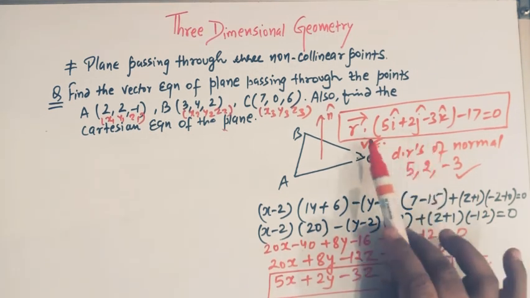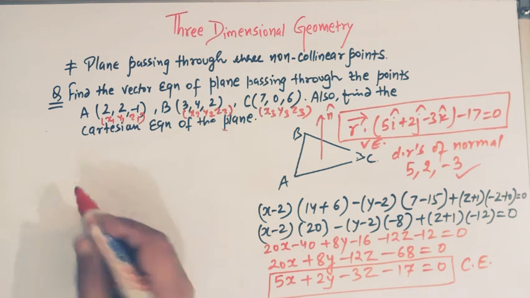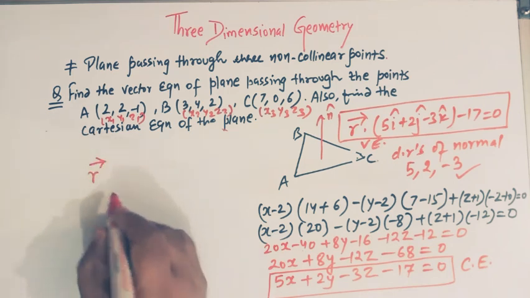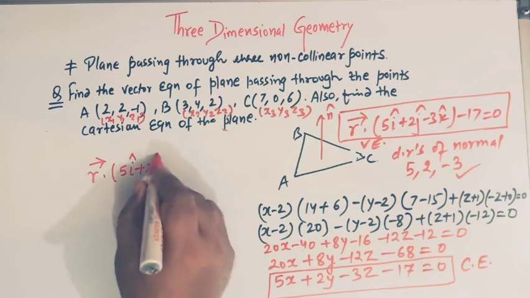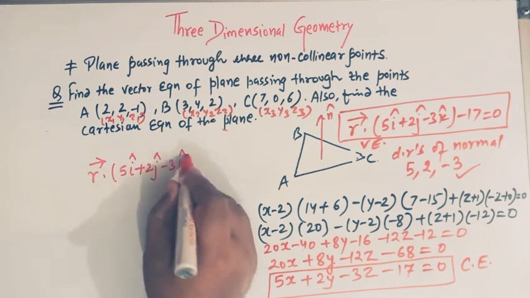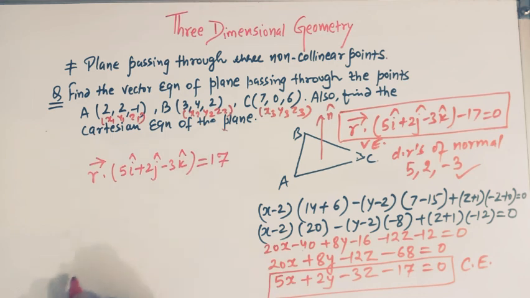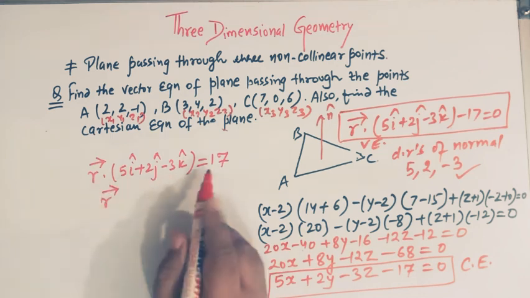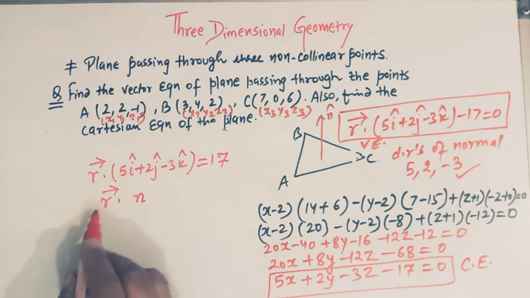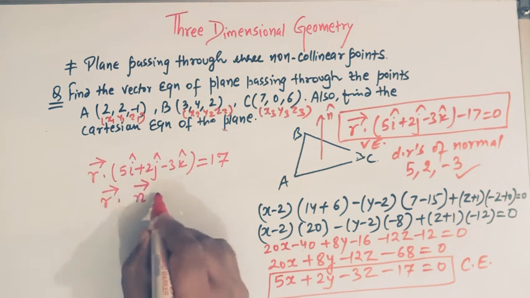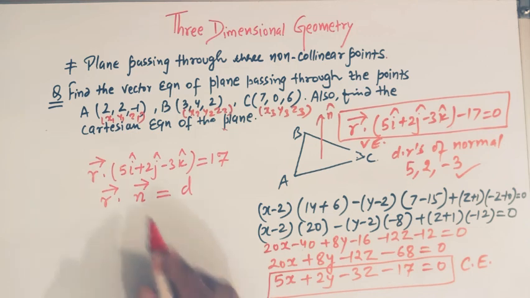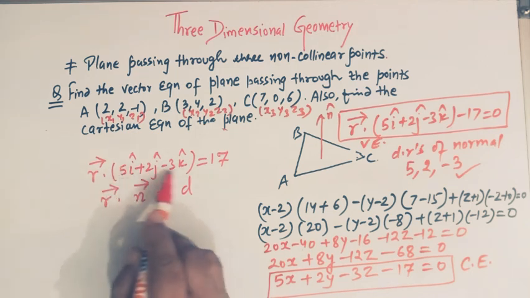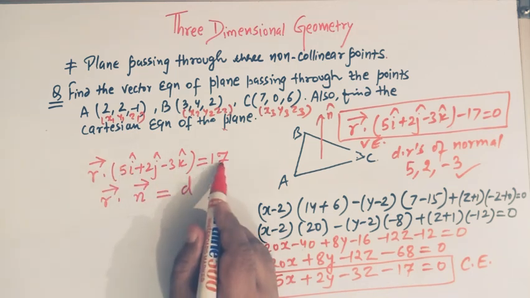Now this equation can also be written as vector r dot 5i cap plus 2j cap minus 3k cap is equal to 17. And this equation is of the form vector r dot vector n is equal to d, right? So here the vector n is given by this vector and d is 17.